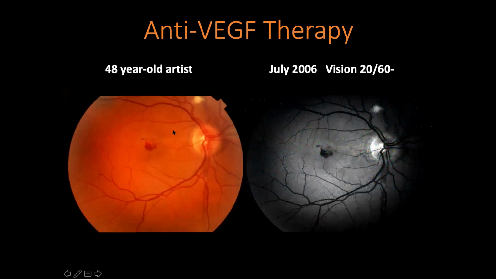This 48-year-old artist participated in the phosphate binder trial. 1 year after the trial was completed, she noted decreased vision in the right eye. Note the deep retinal hemorrhage near the fovea and the subretinal fluid.